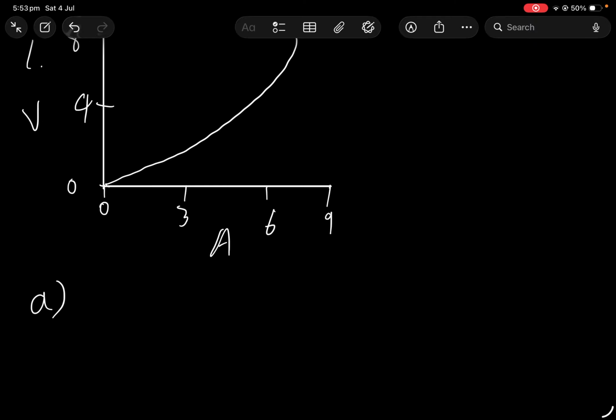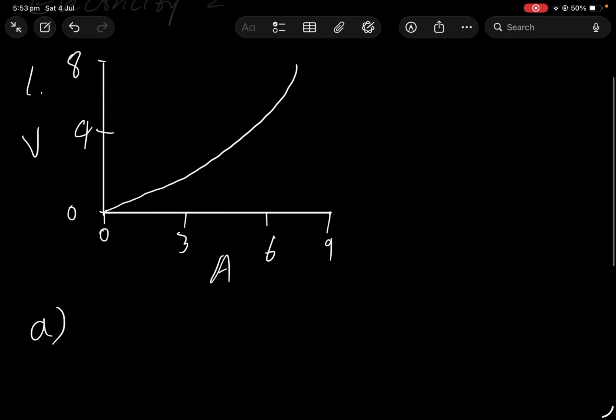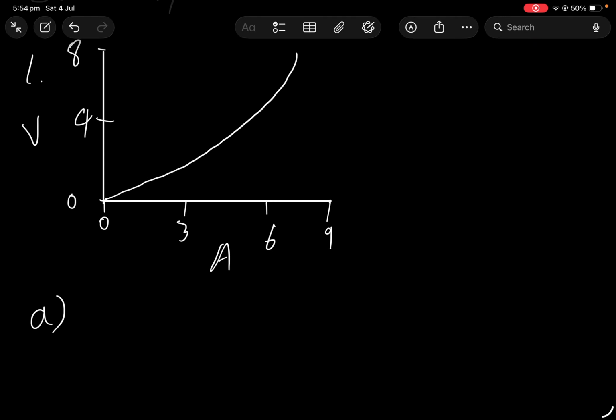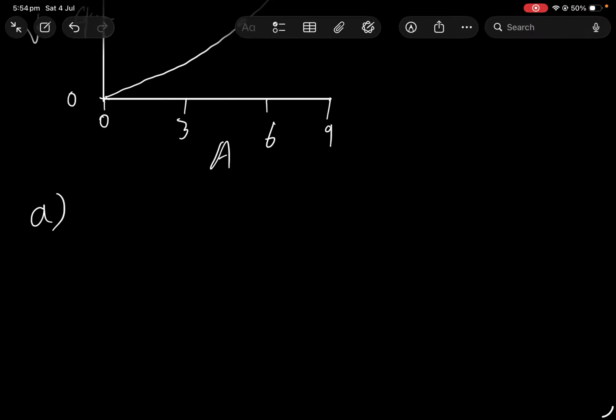For the component to be an ohmic conductor, the graph should show a linear relation. So I drew really badly, but from mine I can see that the point passes through around, it's pretty close to 6, 4. So I'll take 6, 4. That means the range will be between 0 and 6 amps.